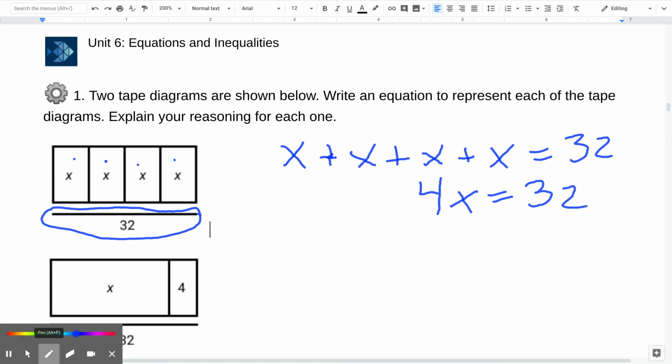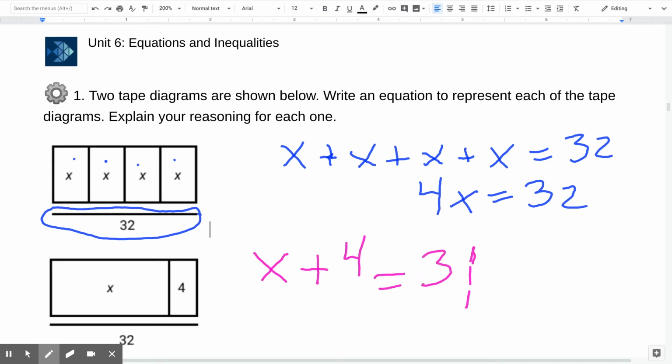For our second problem here, we have an x and then a section with 4, and it looks like those two together equal 32. So that tells me that I'm going to take the x, I'm going to add it to the 4, and those two together equal 32.